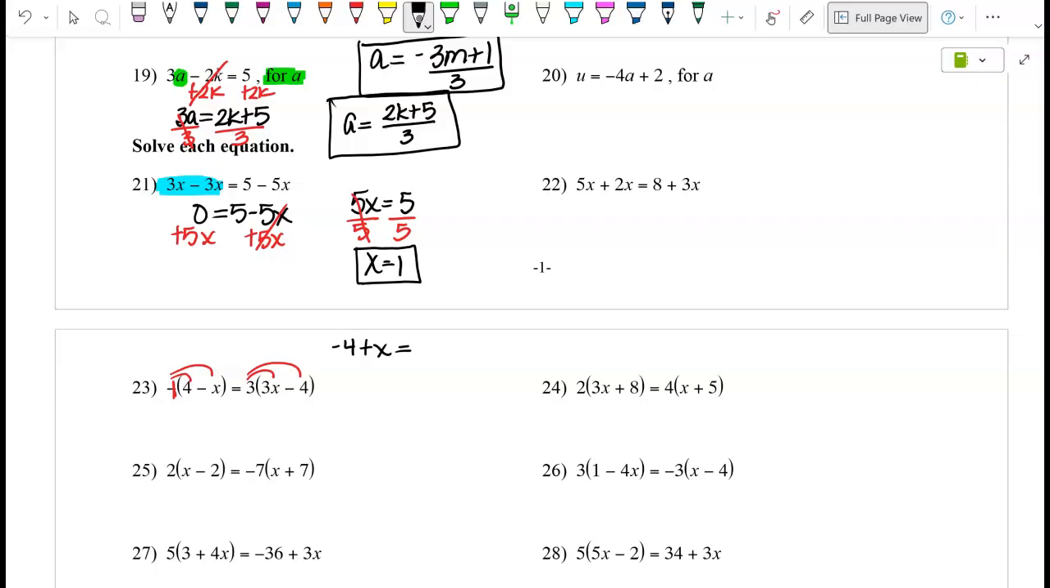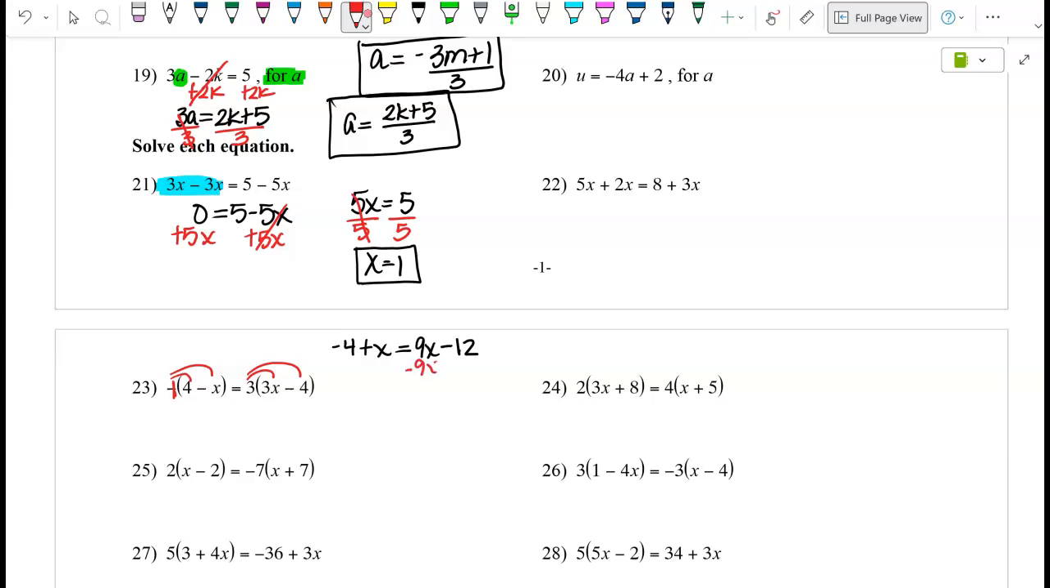Equals 3 times 3x would be 9x. 3 times negative 4 would be negative 12. So after we distribute, we should have negative 4 plus x equals 9x minus 12. So Lily, what did you do next?